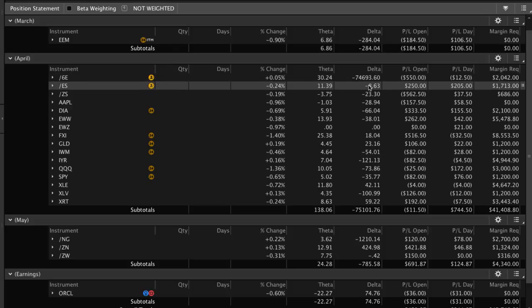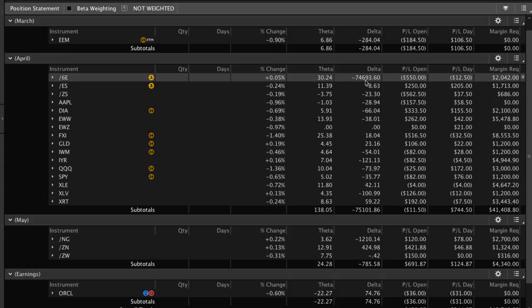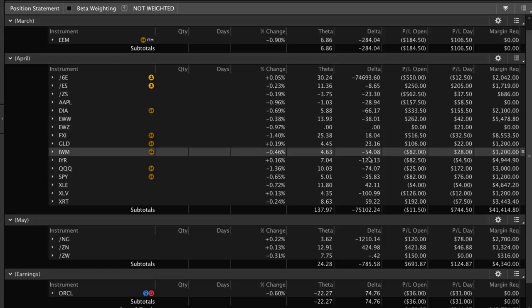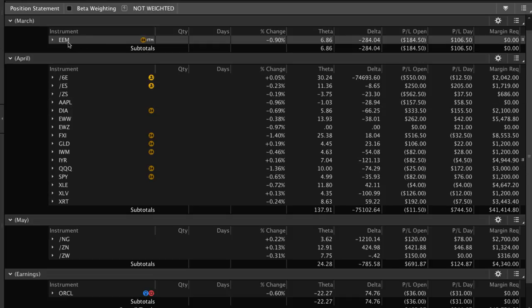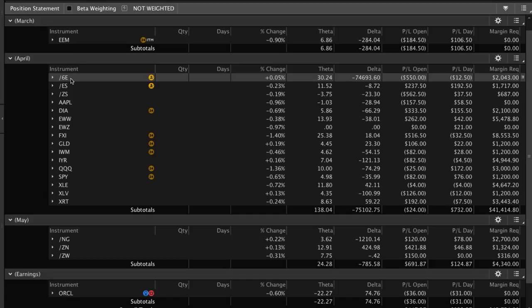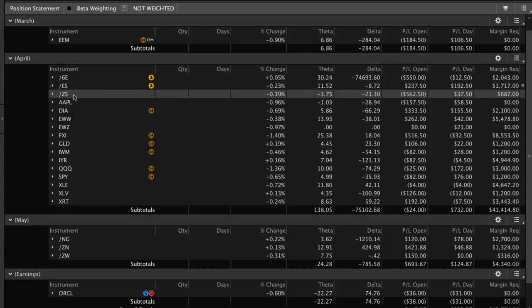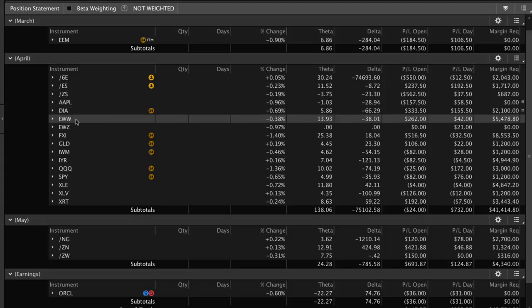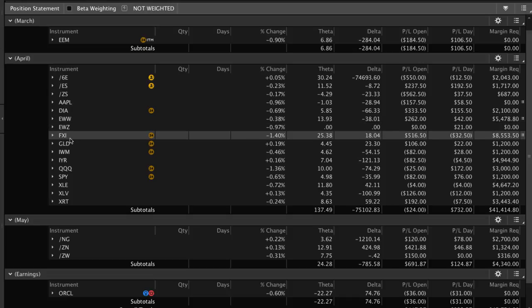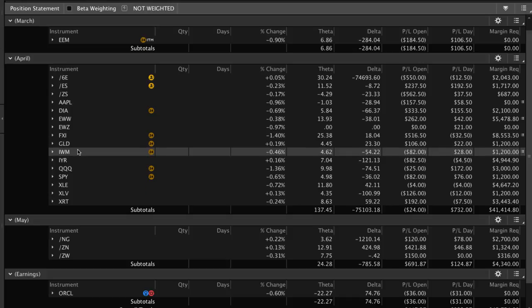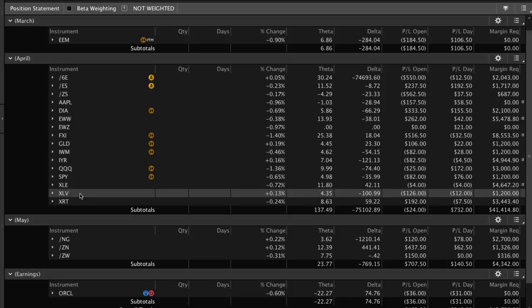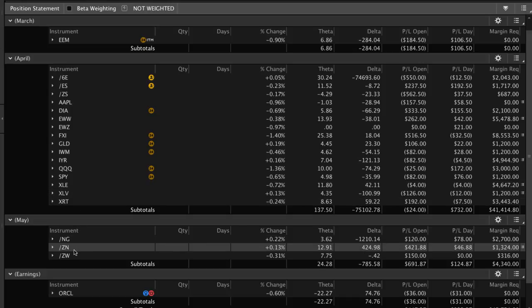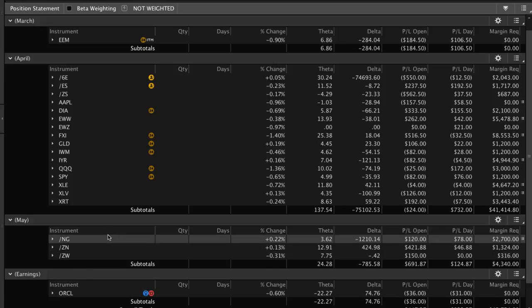It works a little bit different on futures, so don't get freaked out by that big number. But you can see the different deltas for each of these positions. Now, the difficult thing to look at if you are trading positions like EEM, which is an emerging markets ETF, /6E, which is the euro currency, ES, which is the S&P 500, soybeans, Apple, DIA, EWW, which is the Mexican ETF, EWZ, the Brazilian ETF, FXI, the Chinese large cap ETF, GLD, which is gold, IWM, small caps, IYR, which is real estate, QQQs, NASDAQ, SPY, XLE, which is energy, XLV, which is healthcare, XRT, which is retail, Nat Gas, 10-year notes, wheat, Oracle stock. So we've got all these different types of symbols, a lot of them completely uncorrelated.